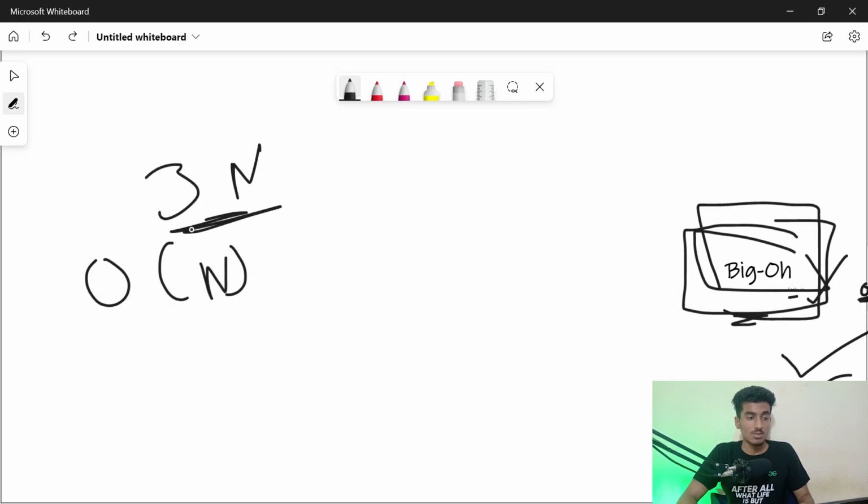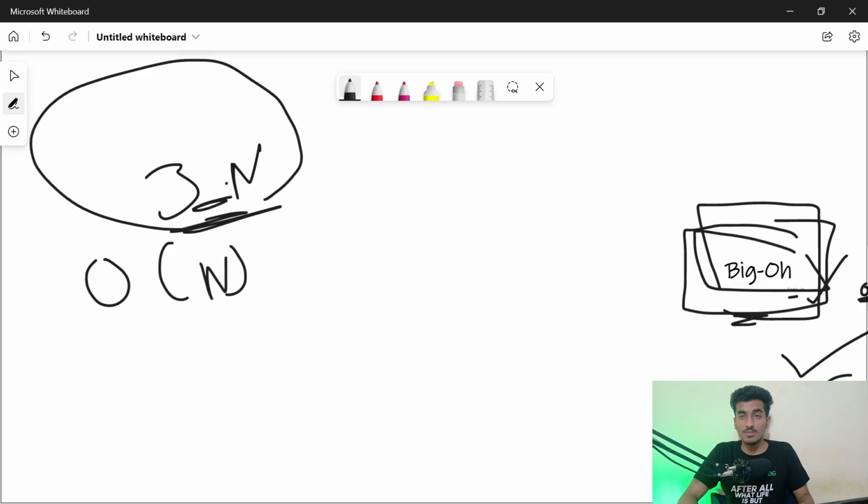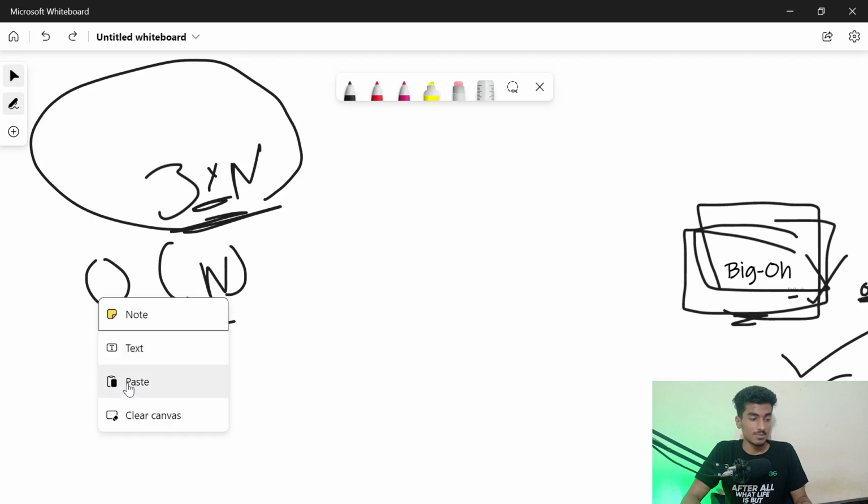So what is this thing? Why are we writing it as this? The time complexity was 3 into n, but we are writing it as O of n. That is one of the rules of writing our time complexity with big O notation. So now, what are the rules? Let me just write here.